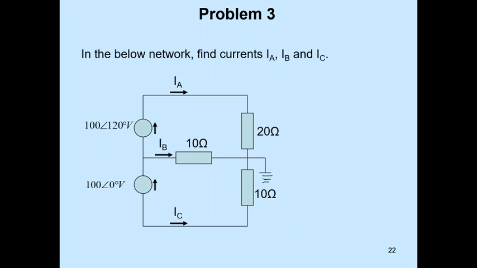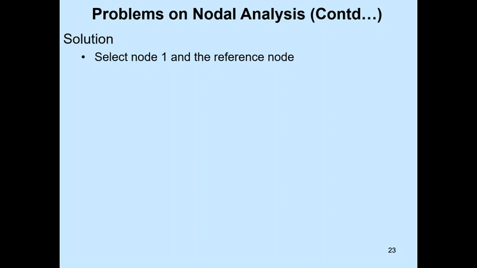Now I am going to explain another problem, problem 3. In the below network, find the currents IA, IB, IC. Here two sources are there, 100 at an angle of 120 degrees and 100 at an angle of 0. So we want to find out the currents IA, IB, IC.